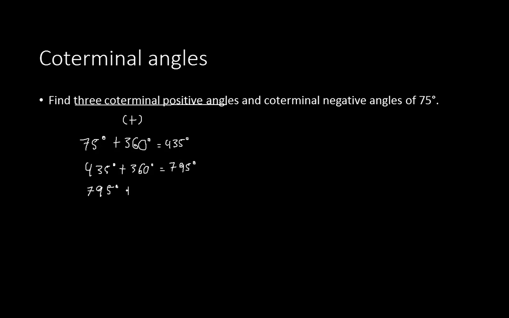Now we need one more. 795 degrees plus 360 degrees, then we will have 1,155 degrees. So these are the three positive coterminal angles. By the way, there's no limit when it comes to getting positive coterminal angles.